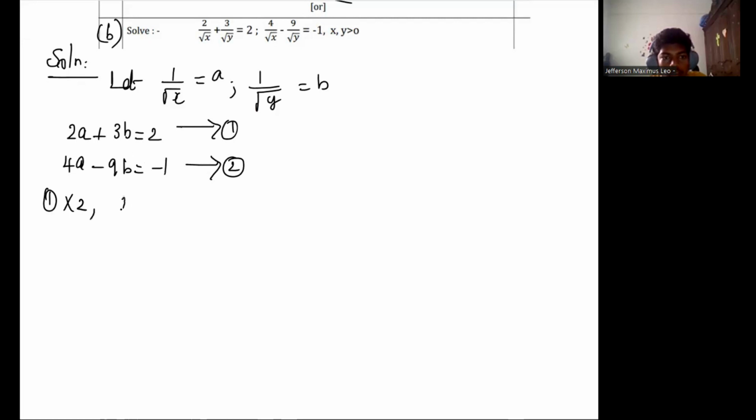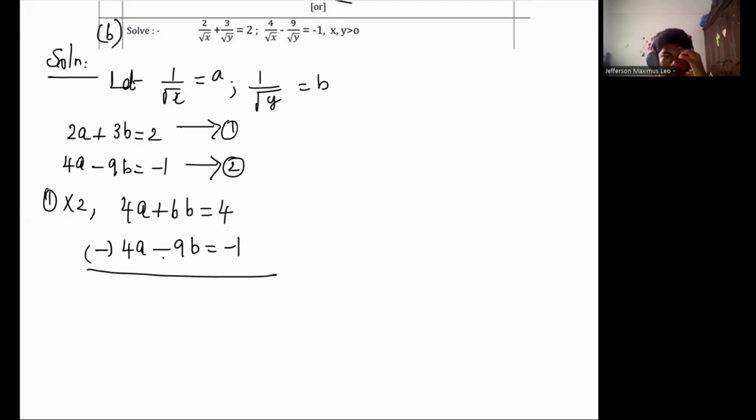Therefore, the whole equation changes to 4a plus 6b is equal to 4. Number 2 stays right as it is: 4a minus 9b is equal to minus 1. Sign changes made. Yes, ma'am. The 4a terms get cancelled. So 15b is equal to 5. Ma'am, so b is equal to 1 by 3.